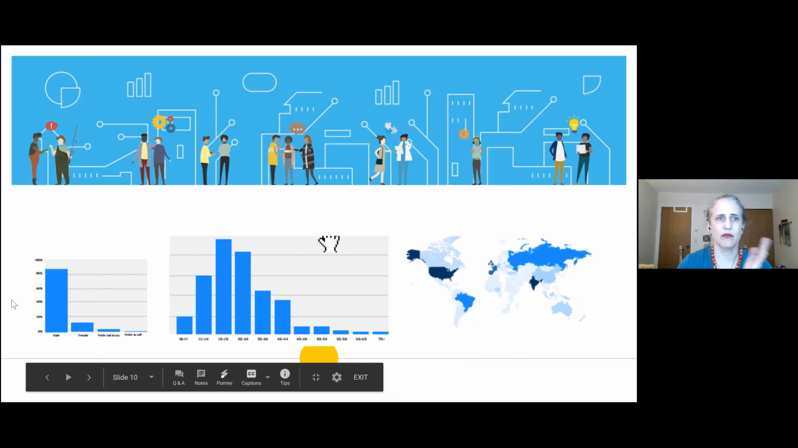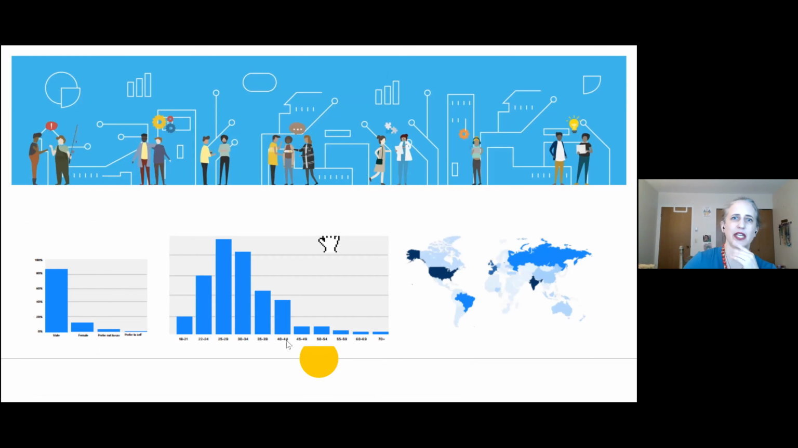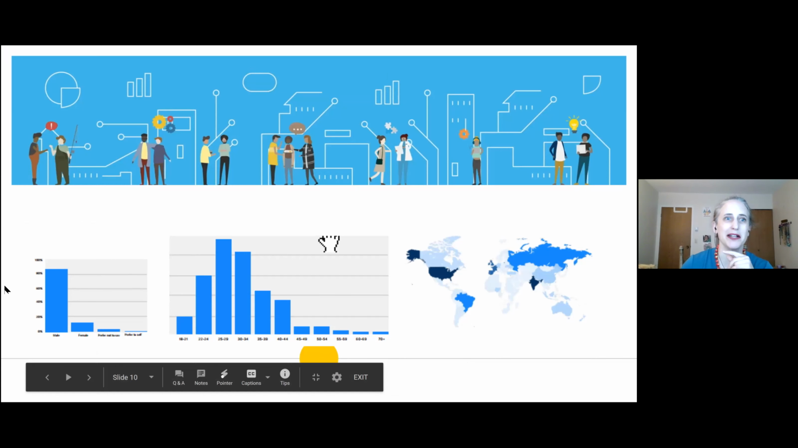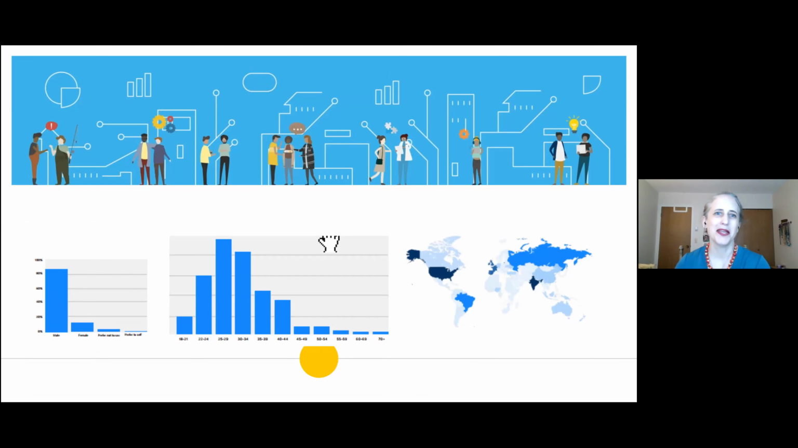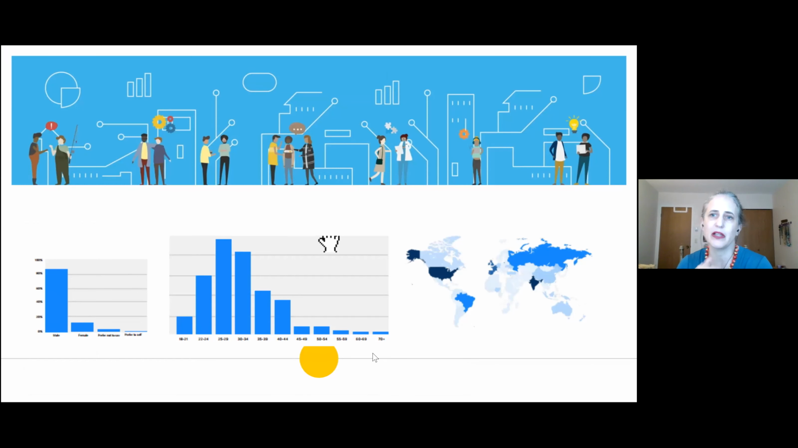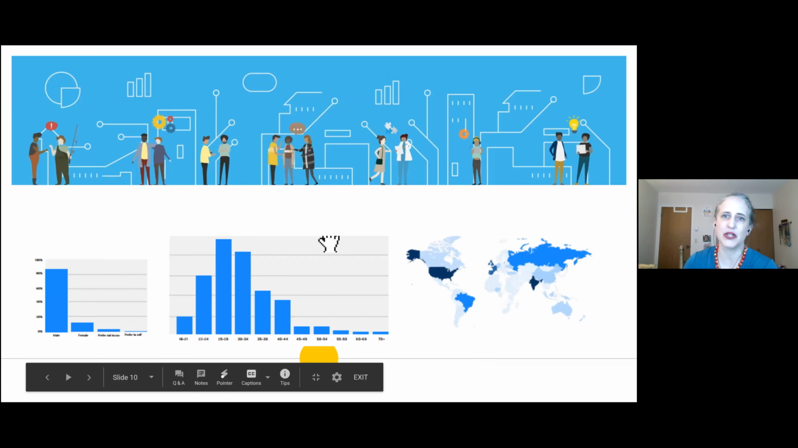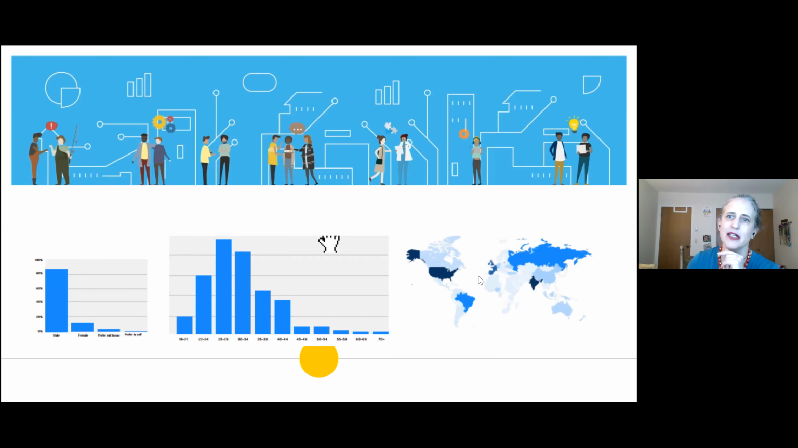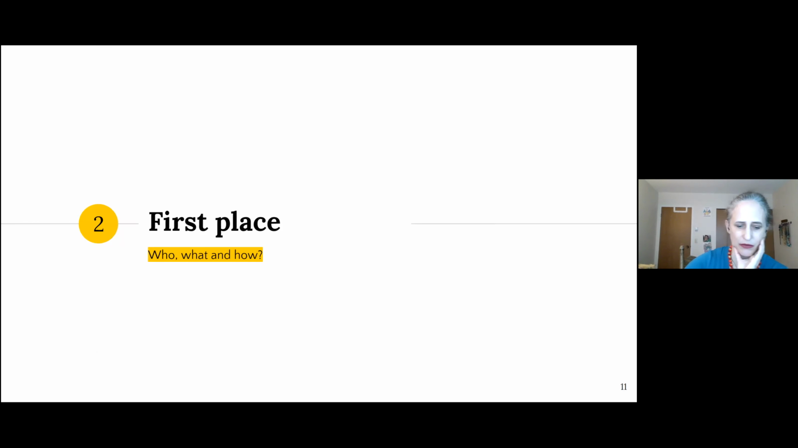So, yeah, key bar charts from the Kaggle report: male, female, and the age distribution skews heavily to the younger people. And where people live, well, mostly in India and the States, and then more in Western Europe than anywhere else.